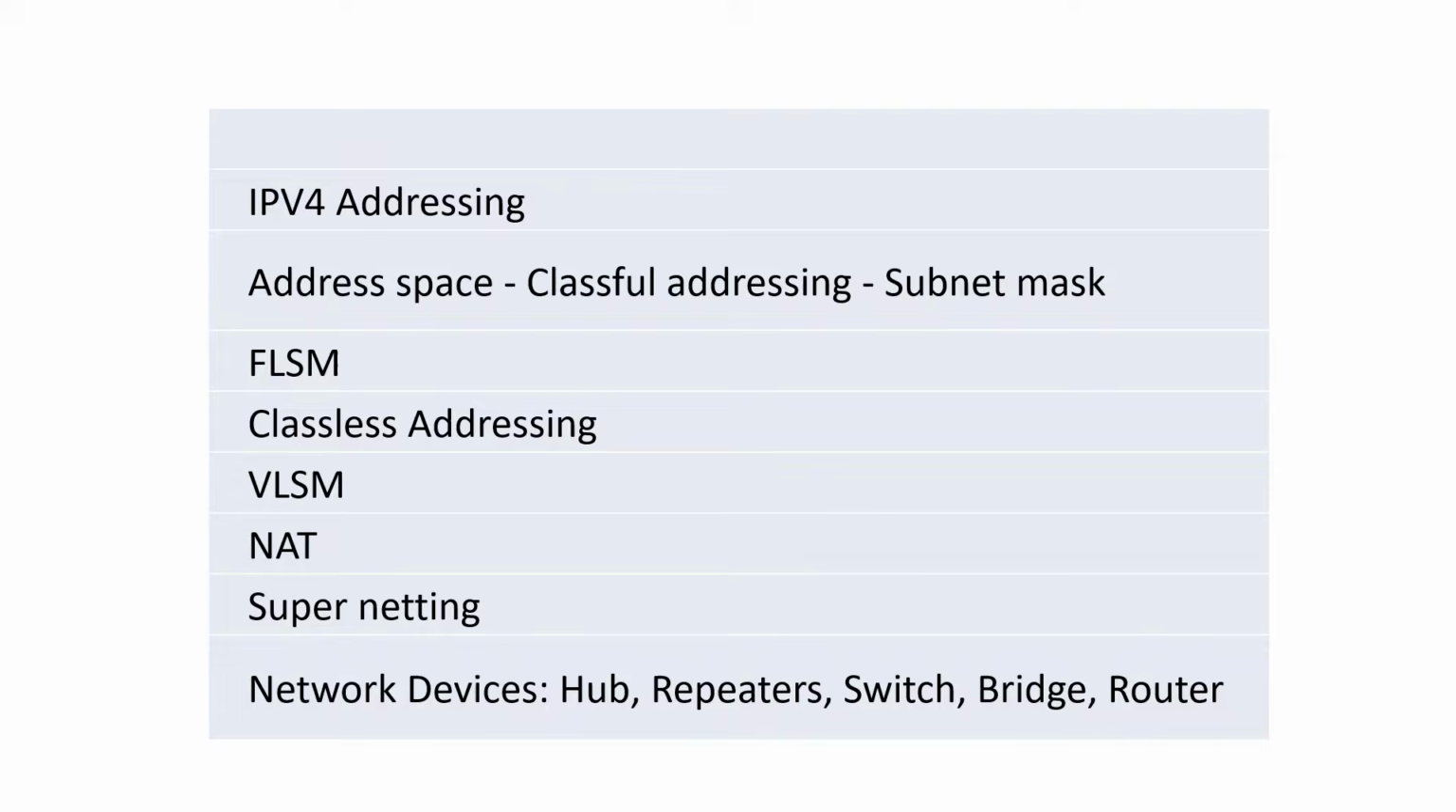We will discuss addressing. This chapter includes IPv4 addressing, address space, classful addressing, subnet mask, fixed length subnet mask FLSM, classless addressing, variable length subnet mask VLSM, network address translation NAT, supernetting, network devices: hub, repeaters, switch, bridge, and router.